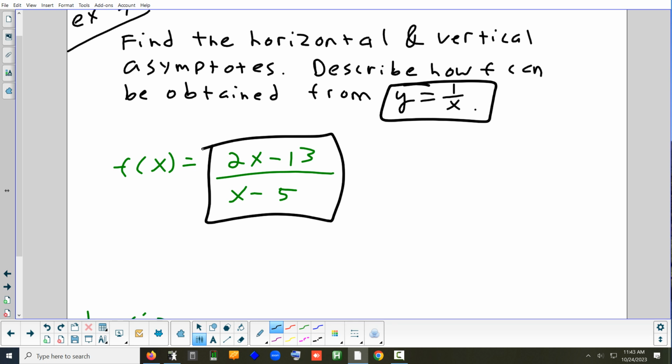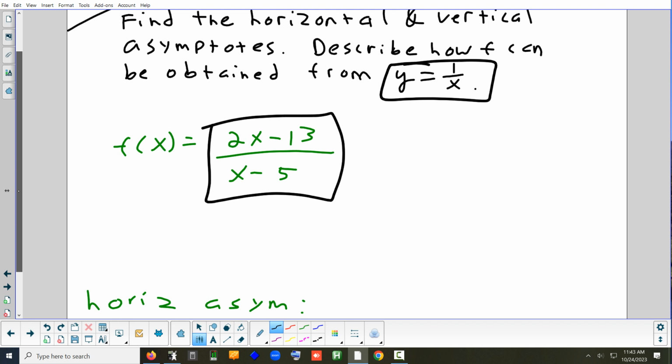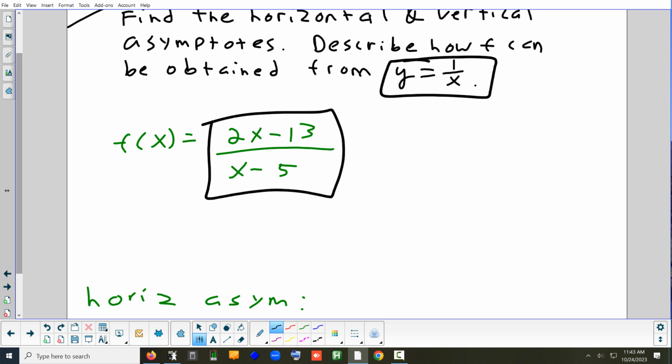Oh, yeah, you can do synthetic division or long division, but that's the only way to make that look like it should. So I would do synthetic because it's going to be quicker. So I would put 5 on the outside, and then we're going to put what numbers on the inside? -2 and 13.